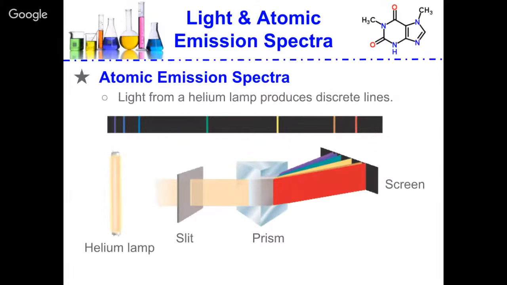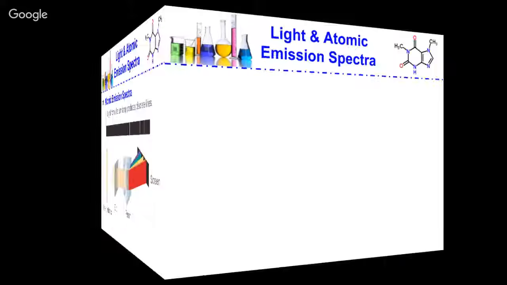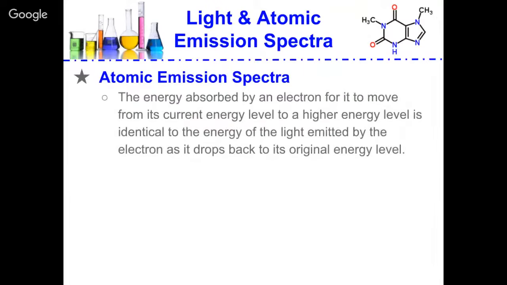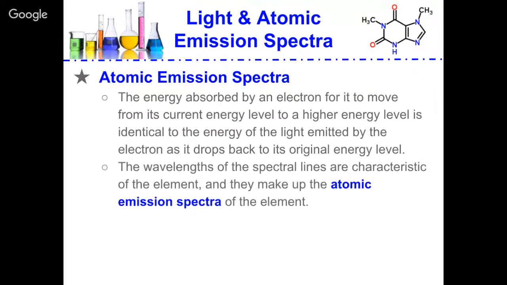For elements, though, for example this helium lamp, it only produces discrete lines, and these discrete lines are specific to helium. They have a specific wavelength and a specific color. The energy absorbed by an electron to move from its current energy level to a higher energy level is identical to the energy of the light emitted when the electron drops back to its original energy level.